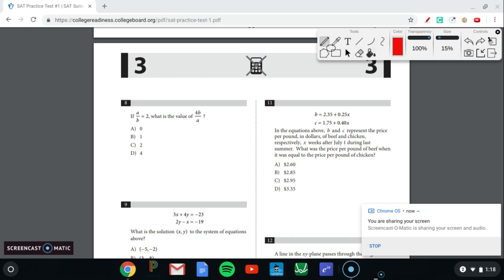In this video, I'll be going over how to simply plug it in, which is my favorite technique. That's what she said. So what do I mean by that? Take, for example, question 8. If a over b is equal to 2, what is the value of 4b over a?